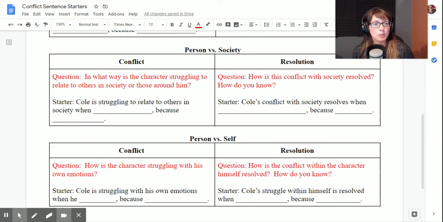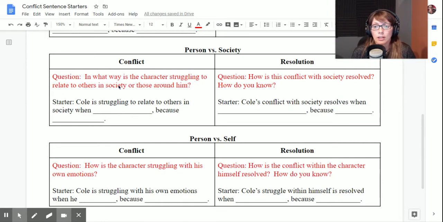This is really what I did with Piper, but I know sometimes it's hard to take something like that and apply it to another story. So that's why I thought the sentence starters might help you frame your thoughts a little better with those questions. The next one, we have person versus society. In what way is the character struggling to relate to others in society or those around him? For Cole, think of larger groups of people, not just him and one other person, but how Cole relates to larger groups of people and what kind of struggle he has.